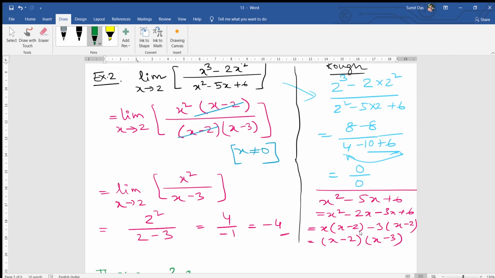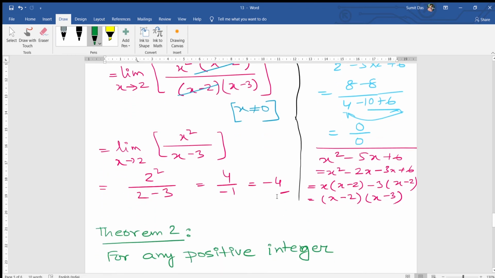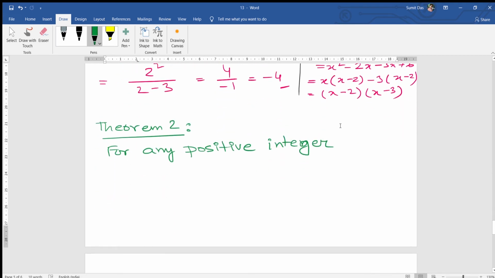And some of you have a tendency to do the rough work outside the page or on another page. No, always on the right side of the page: cut with a ruler, draw a line with a ruler, and do the rough work there.